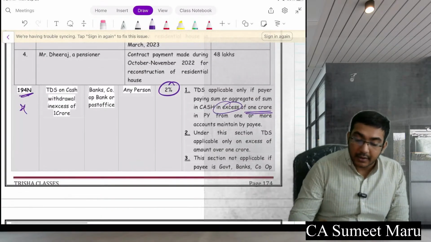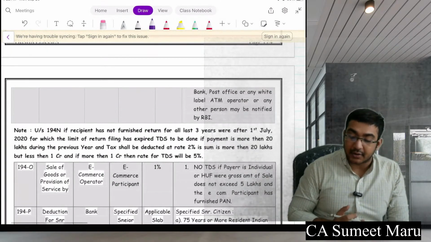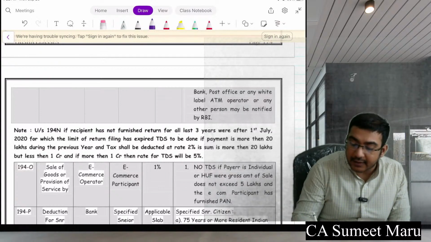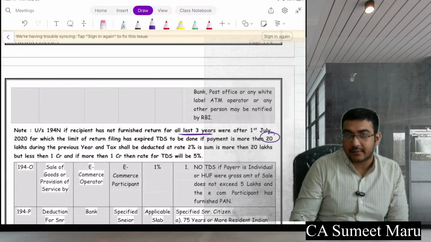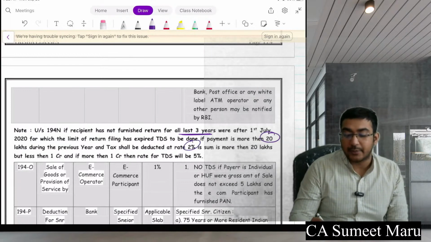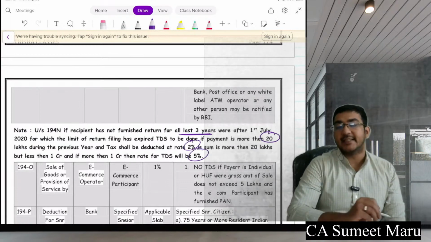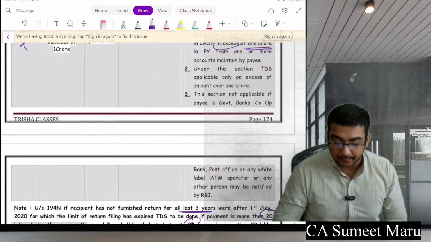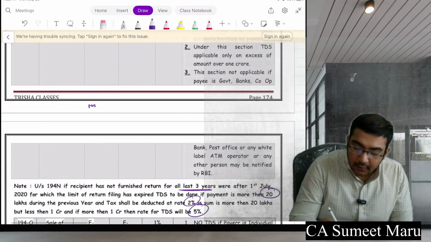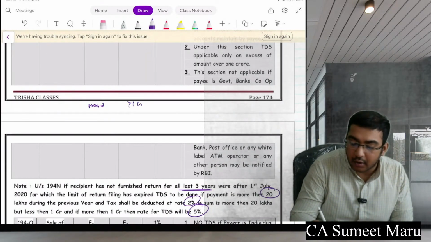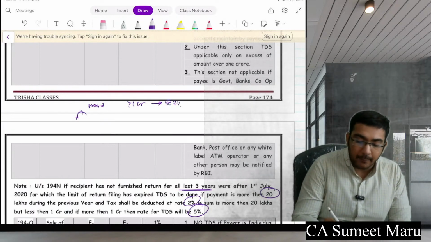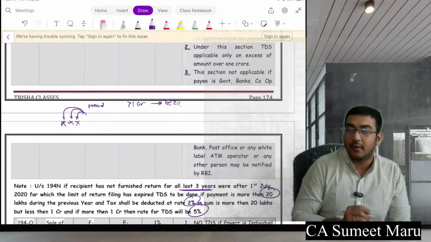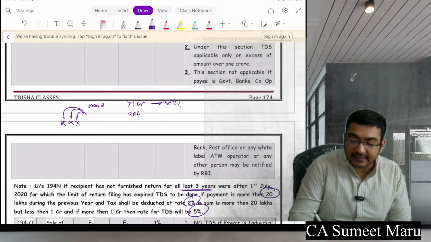Everyone clear? Here there is more interesting information. If that particular person has not filed income tax return for the last 3 years, then the limit of withdrawal is 20 lakhs. At 20 lakhs the 2% has to be deducted. Above 1 crore, 5% TDS has to be deducted. So for a normal person the limit is above 1 crore, TDS at the rate of 2%. For the one who hasn't filed income tax return for the last 3 years, the limit is 20 lakhs.